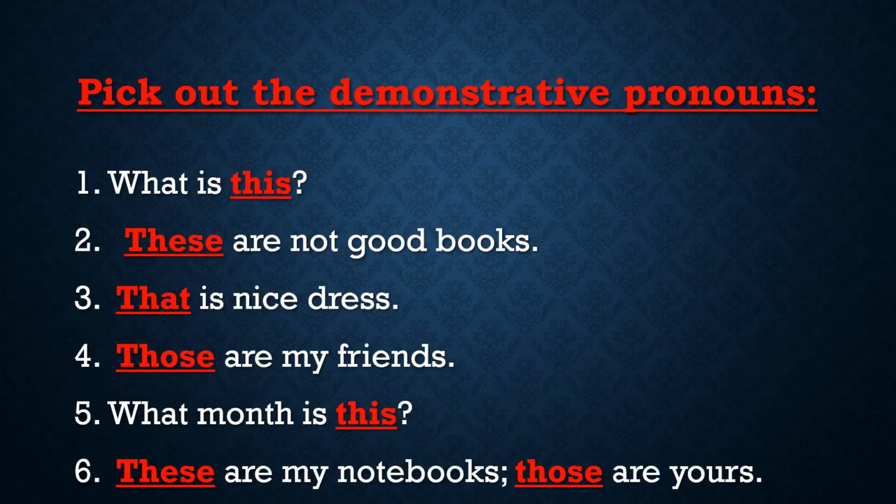What month is this? In this sentence, this is a demonstrative pronoun. These are my notebooks. Those are yours. In this sentence, these and those both are demonstrative pronouns.